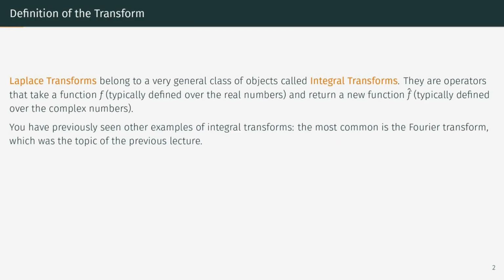Laplace transforms belong to a very general class of objects called integral transforms. They are operators that take a function f, typically defined over the real numbers, and return a new function f hat, which is typically defined over the complex numbers. You have previously seen other examples of integral transforms. The most common is the Fourier transform, which was the topic of the previous lecture.